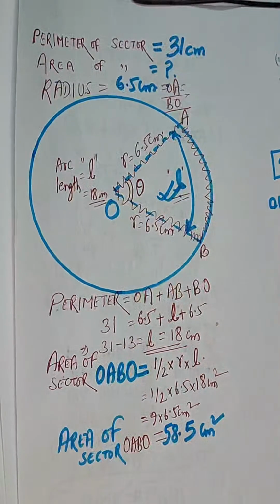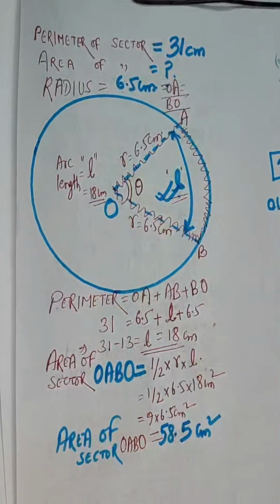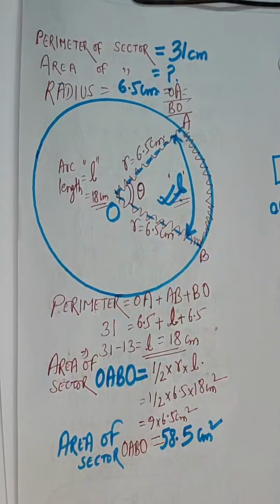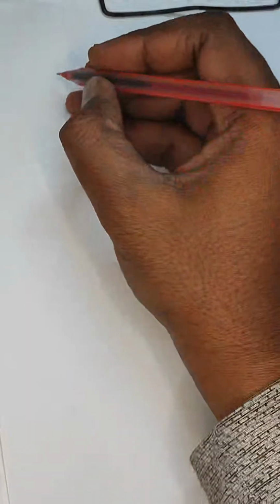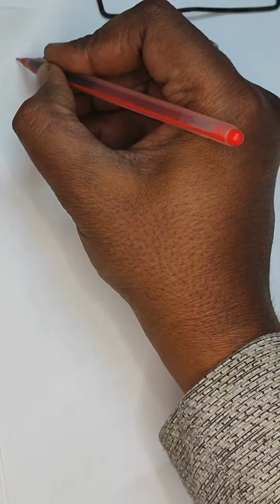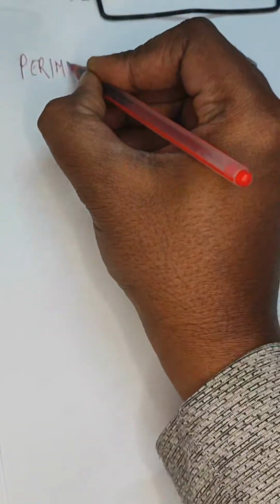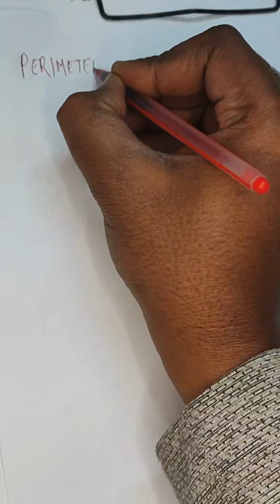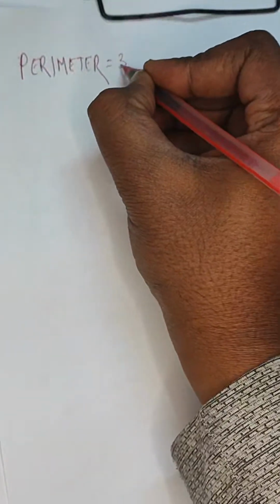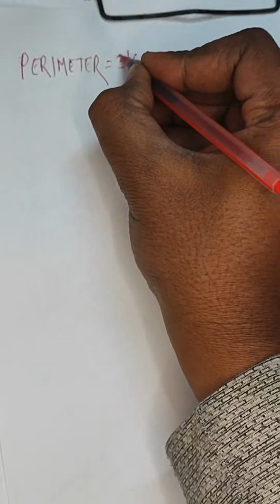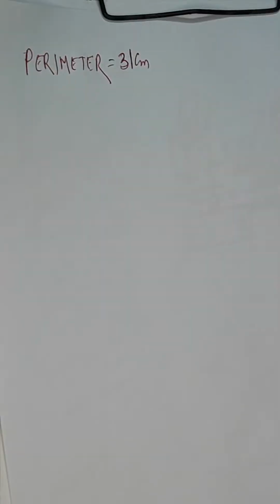The one question which is just solved in front of you, basically the gist of this question. The question is that the perimeter of a sector is given to you as 31 centimeter. Let me write it. The perimeter of the sector is given to you as 31 centimeter, right? Let me zoom a little, my dear friends.